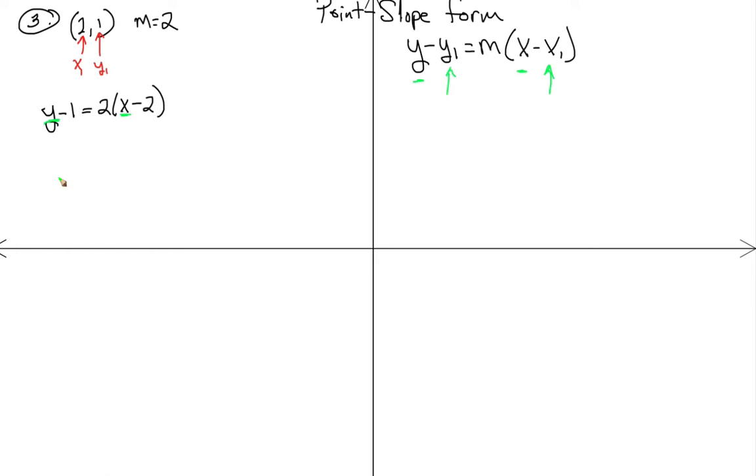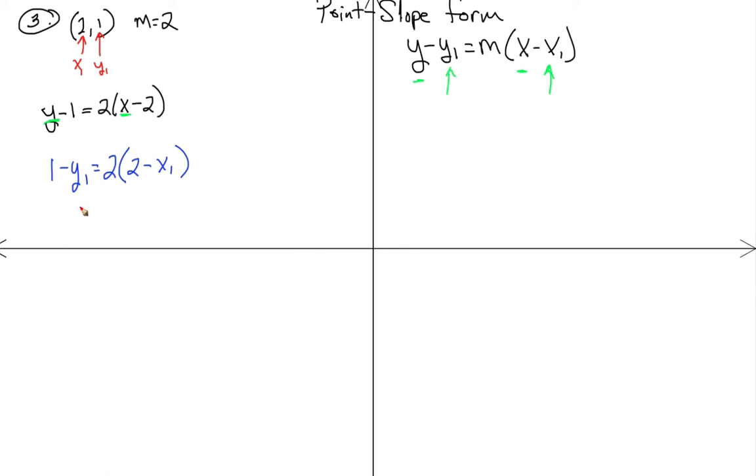I'm going to work it out the way where the mistake is commonly made. A student will look at this and say, okay, so I'm going to replace my y. So here's my equation. I'm going to replace my y with 1 minus y1 equals 2 times 2 minus x1. Okay, so this isn't correct.